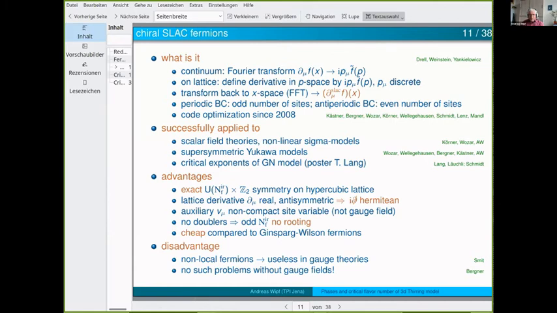Now, there are disadvantages. These fermions are non-local. I already mentioned, don't use them in gauge theories. You would fail. You couldn't reproduce the anomalies. But we understand why, and we could prove that these problems are not present in the field theory which we discussed today.